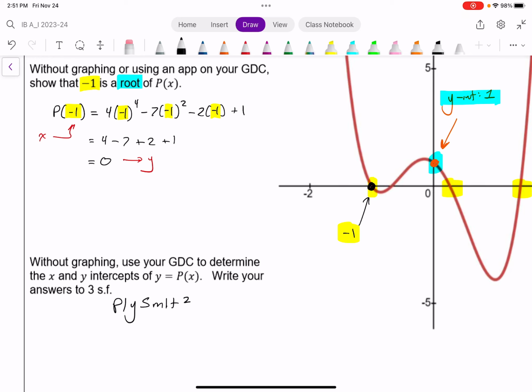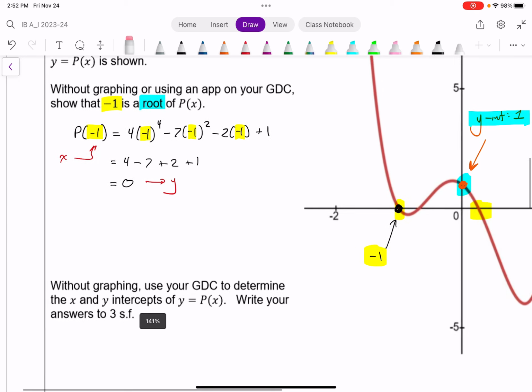PLYSMLT2 is what it is on mine, which is the polynomial, I guess simultaneous it stands for. I don't know. But there's various features on there where you can literally just type in an equation. You pick the order. For example, on the TI-84, you pick the order. This is an order of 4. And as long as you know how to use the application, it really quickly shows you all the roots or the zeros, the x-intercepts, which we're trying to find here.